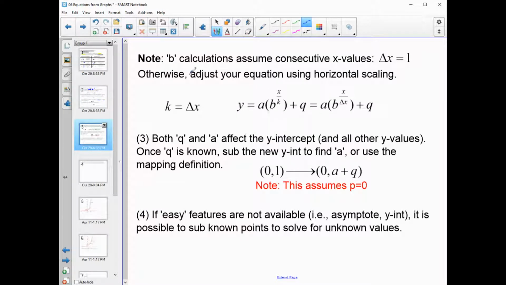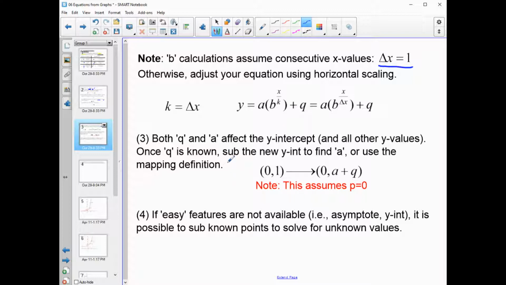Okay, so also a little bit of a side note here, a little bit of a warning. The B calculations assume that all of the points you're using have a delta x equal to 1, meaning that they are one step to the right or one step to the left as you work through them. If you don't have a delta x equal to 1, this is the one situation where you get forced to introduce one of the horizontal scaling values, which is the k value. I'm going to illustrate that again with the last example, and then I'll show you how we can simplify our equation to go back to having only the a, the b, and the q.